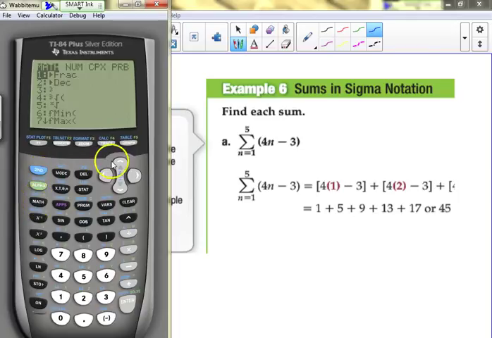As long as you have the newer operating system, it'll just let you fill in these little buttons. So you can, little boxes, you can go n equals 1 to 5, where my formula is 4n minus 3. And it'll tell me, here they generated them all for you, but it should be 45. Yep. Okay.